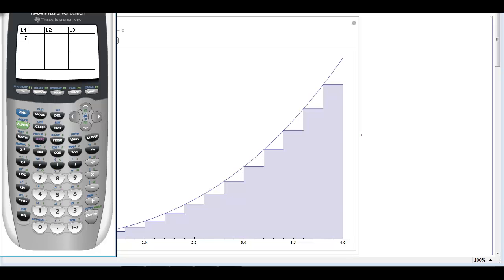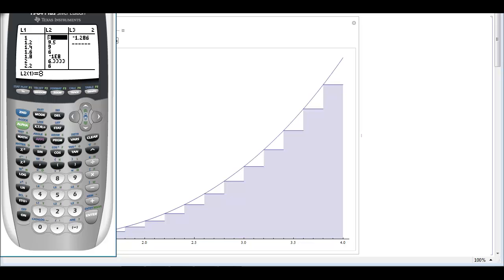Let's go to stat, edit. I've got some stuff in my lists already. I'm going to clear this out. Let's do 1, 1.2, 1.4, 1.6, 1.8, 2, 2.2, 2.4, 2.6, 2.8, 3, 3.2, 3.4, 3.6, 3.8. So I put those there. I get 15 things in L1.